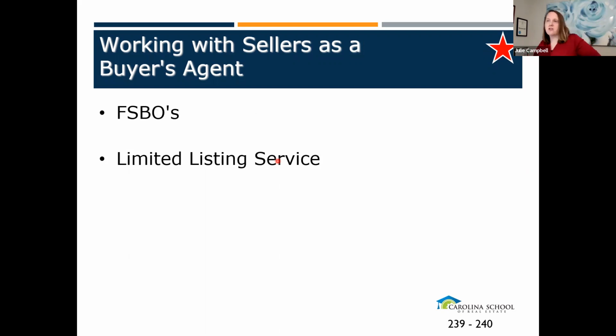We follow those instructions. If this is something that your buyer's interested in, always remember, in both of these cases, with the FSBO especially, but with the limited listing service too, you may be communicating directly with the seller. So in both of these cases, you need to remember always who you represent, what side of the agency wall you fall under.